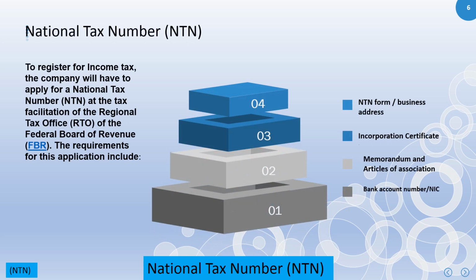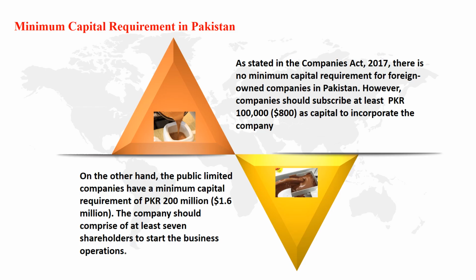National Tax Number, NTN. To register for income tax, the company will have to apply for a National Tax Number, NTN, at the Tax Facilitation of the Regional Tax Office, RTO, of the Federal Board of Revenue, FBR. The requirements for this application include NTN form, business address, incorporation certificate, memorandum and articles of association, bank account number/NIC.